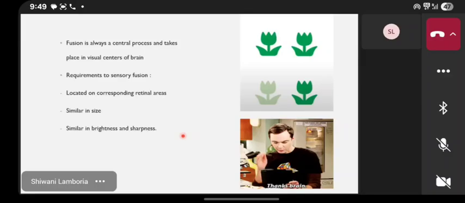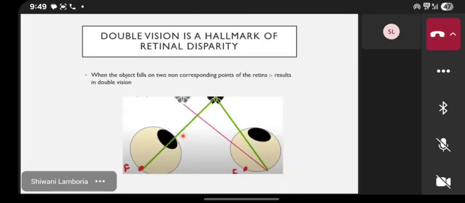So the requirements for sensory fusion are that the images should be located on the corresponding retinal areas. They should be similar in size and similar in brightness and sharpness. And unequal images are sensory obstacles to fusion, and they are themselves an etiology for the squint. So double vision is a hallmark of retinal disparity, when the object falls on two non-corresponding points of the retina, resulting in double vision.